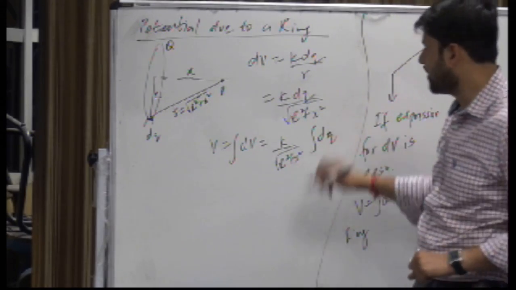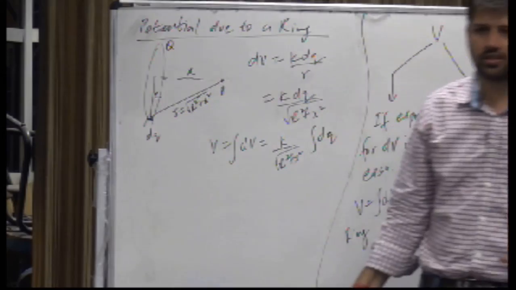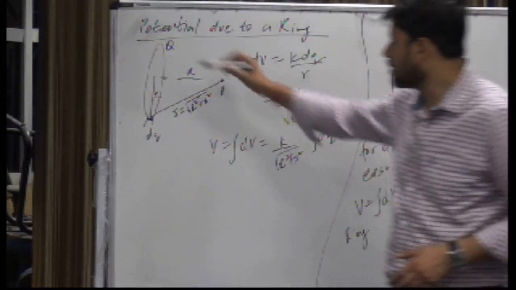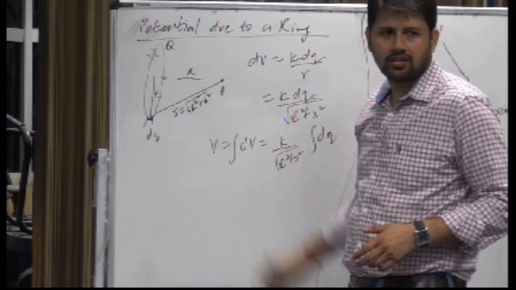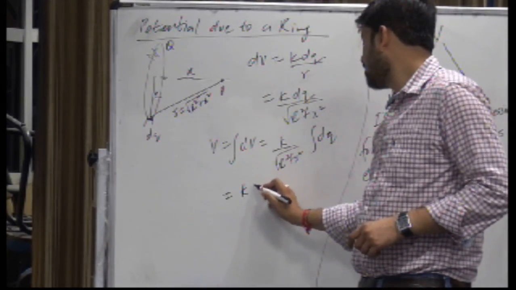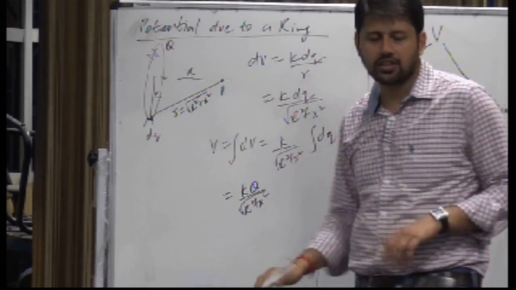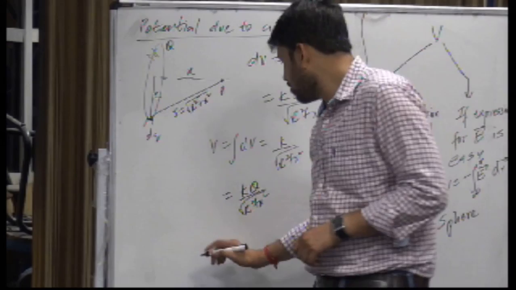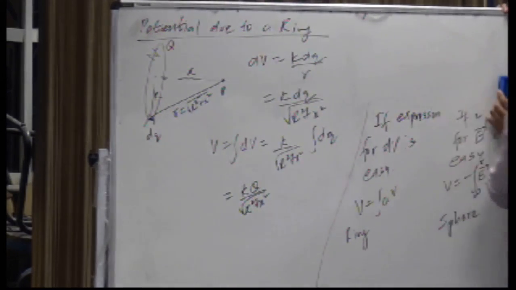Only dq would be integrated. Why? Because this distance x is constant and the radius is constant. Okay, for all the portions. You take this portion, the distance x is still constant. Right? So V is k q by under root r square plus x square. That's it. Okay. So the graph for this would be an easy one.